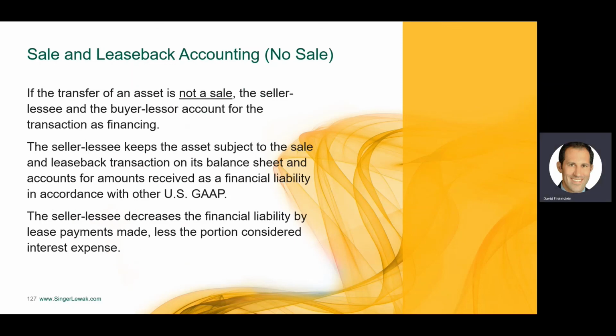If the transaction is not considered a sale, then the seller lessee and the buyer lessor would account for it as a financing arrangement. So the seller lessee keeps the asset subject to the sale and leaseback on its balance sheet and accounts for amounts received as a financial liability in accordance with other GAAP. The seller would then decrease the financial liability by its lease payments made, less the portion considered interest expense. So basically, you would keep your asset on the books, you would record the cash coming in, and you record a liability for the initial cash coming in, and then amortize that off as the payments are made.